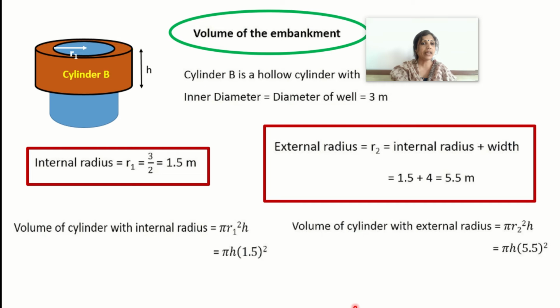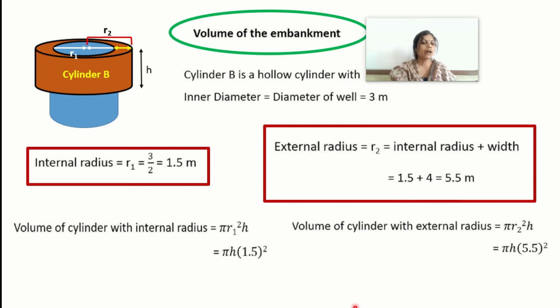Now let's find out the external radius. Now what will be the external radius? It is the internal radius, this. Please look at the figure, children. Internal radius and the width of the embankment is given to us, that is 4 meter. So total external radius will be internal radius plus width. Internal radius is 1.5, width is 4, and that is equal to 5.5 meter. So we have calculated the internal radius, we have calculated the external radius.